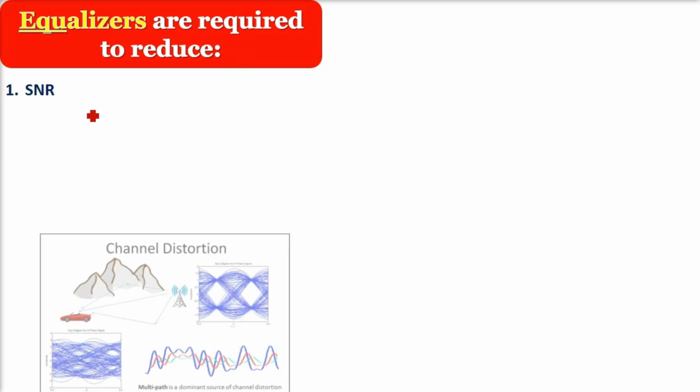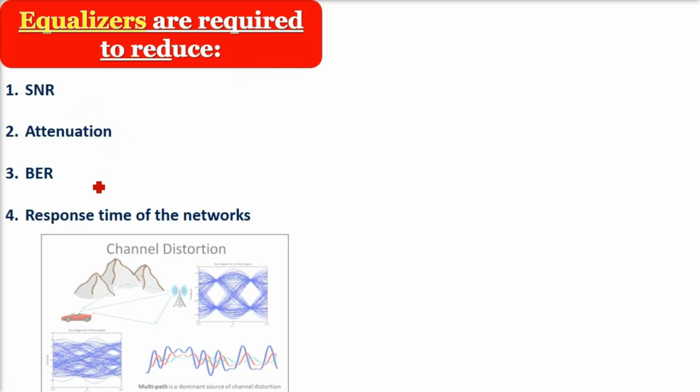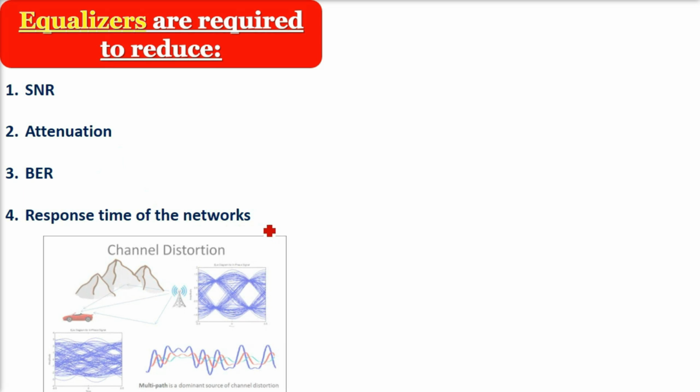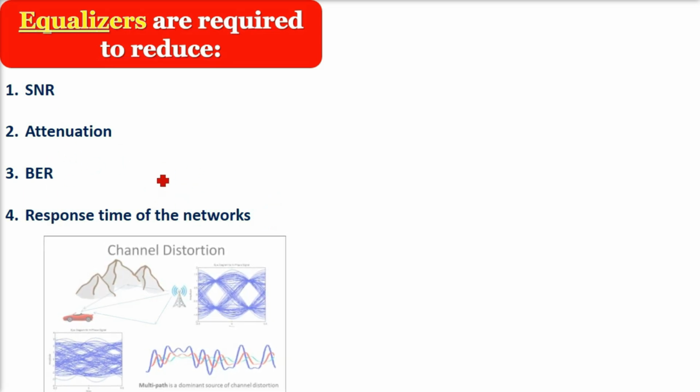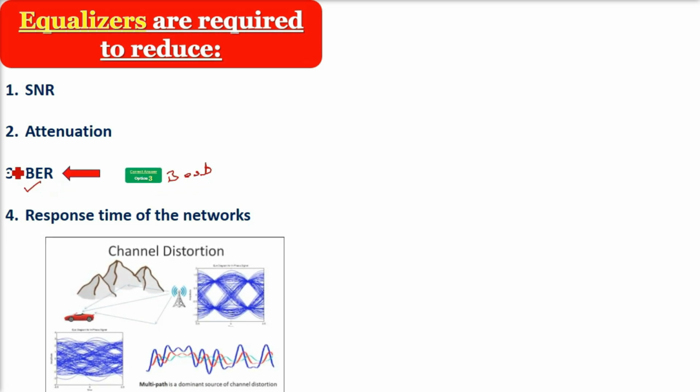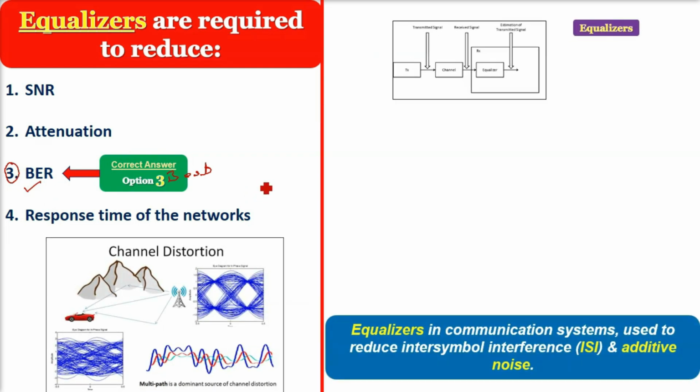Equalizers are required to reduce? The options are SNR, signal to noise ratio, attenuation, BER, bit error ratio, or response time of the networks. Now the correct options are all of these actually, but if you have to choose the best one, the answer will be BER, or bit error rate. So what are equalizers in a communication system?